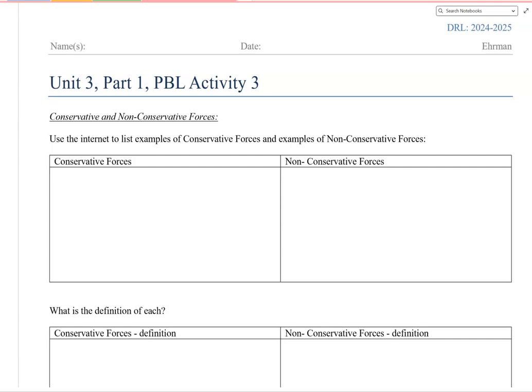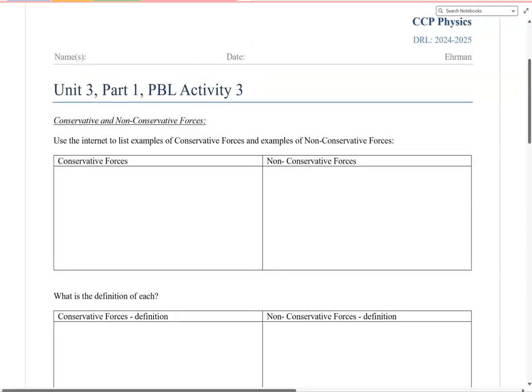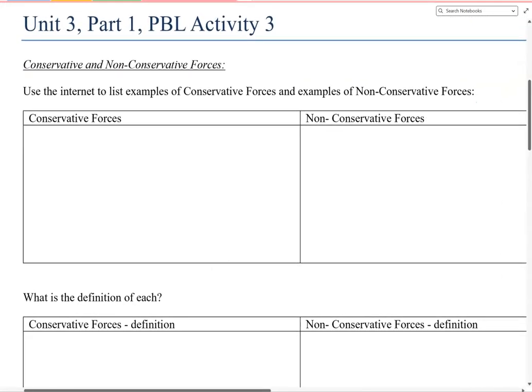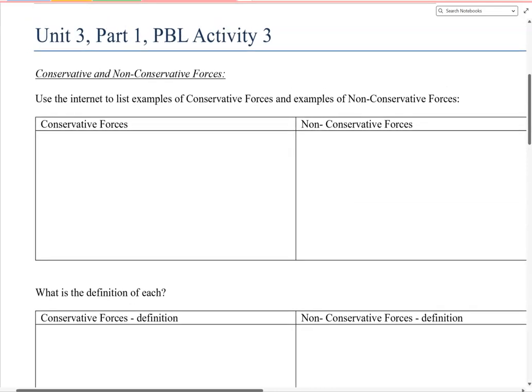In this video, I'd like to provide some more context and clarity to the final discussion that we had in our work this week. And I had a third PBL activity prepared. We just didn't have time to get to it. And this helps to explain a little bit about the conservative and non-conservative forces that we're going to encounter in our homework and throughout the rest of the unit.